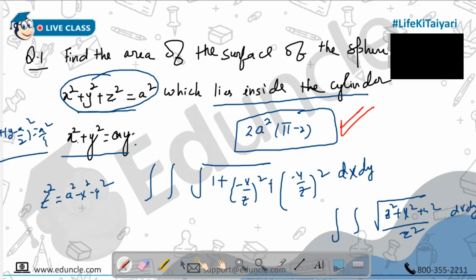Sir, how do we know that the limit would be from 0 to pi, 0 to 2 pi, or pi by 2? Your name? Khushbu. Khushbu. Yes.